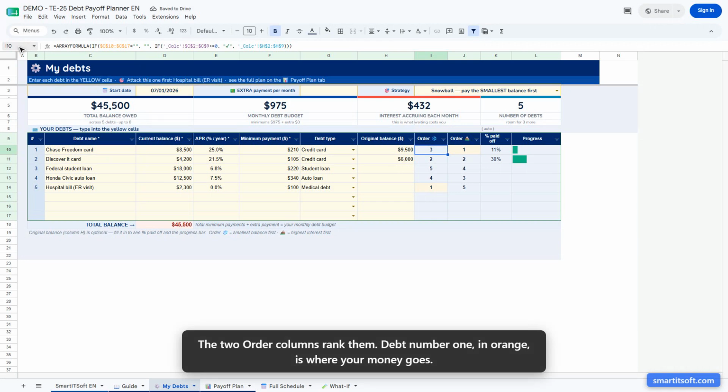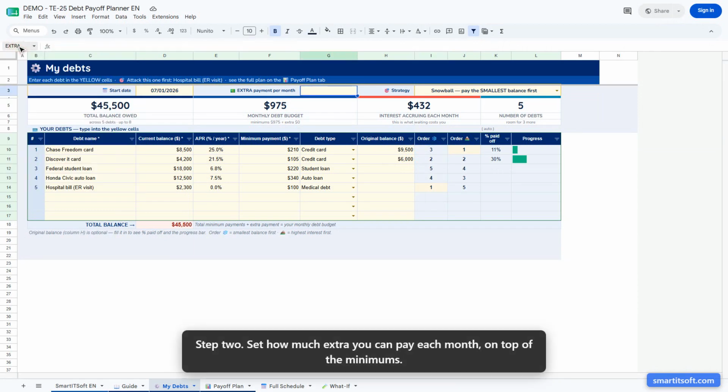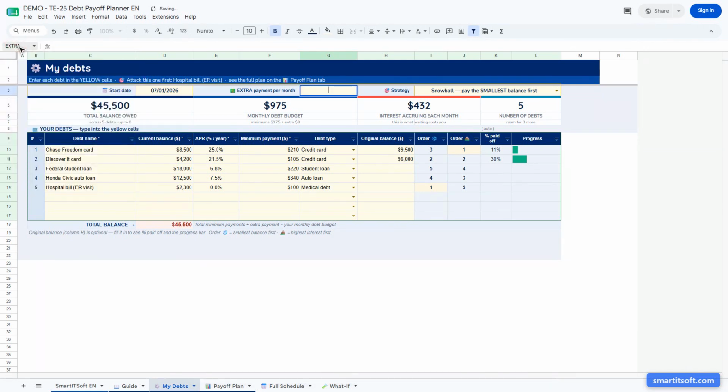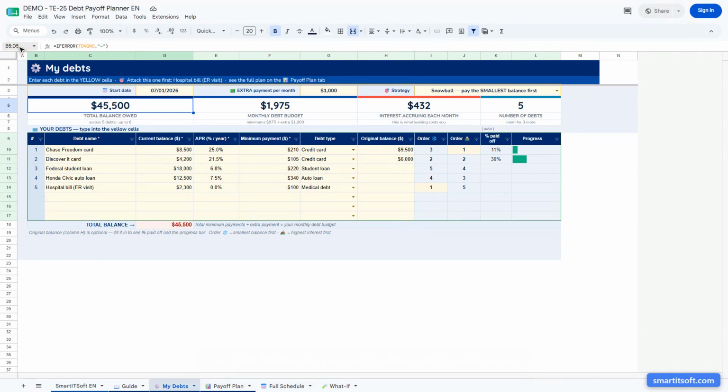The two order columns rank them. Debt number 1, in orange, is where your money should go. Step 2. Set how much extra you can pay each month, on top of the minimums. Your debt budget jumps, and the whole plan is recalculated.